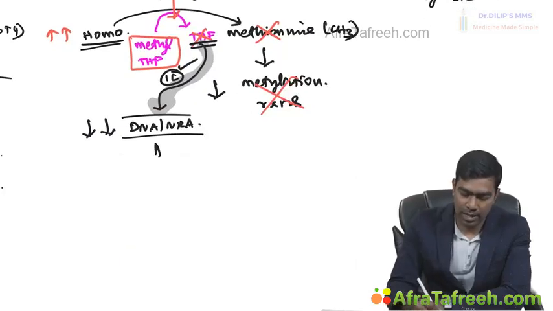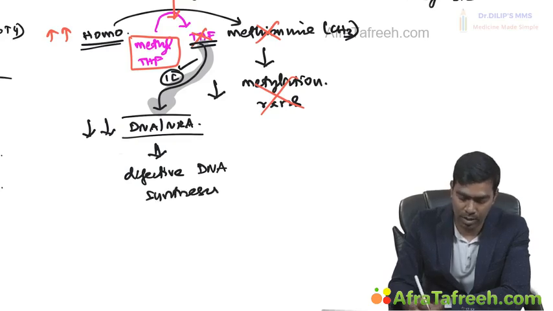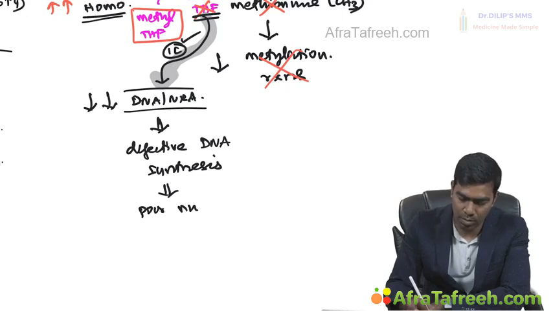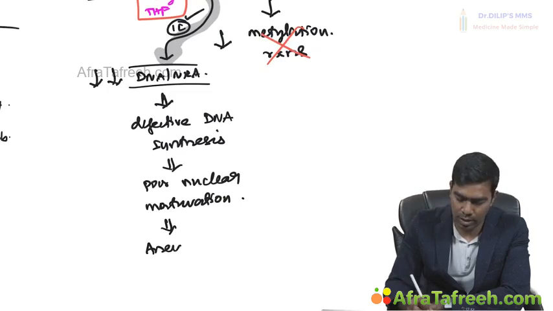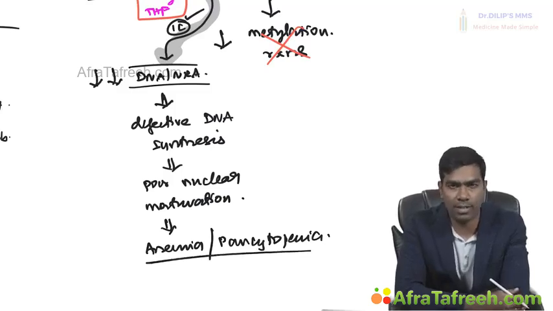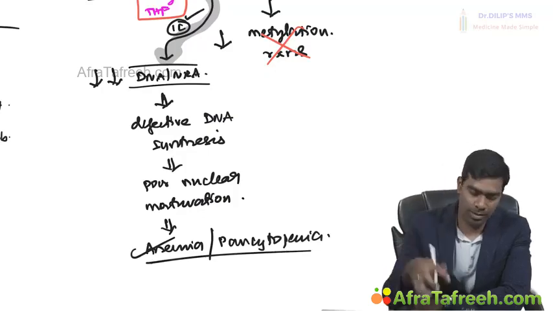Because DNA and RNA are decreasing, it results in defective, impaired DNA synthesis. That's the reason for megaloblastic anemia: impaired DNA synthesis, and that is why you have poor nuclear maturation in the bone marrow. That is the reason why you get anemia, and in fact you can even get a pancytopenia, because it's not going to affect only the RBCs, it affects the other myeloid lineage cells as well, and even the lymphoid lineage cells, because of poor nuclear production and maturation over time.